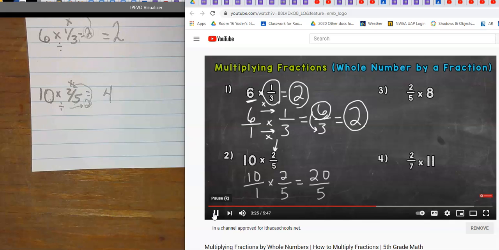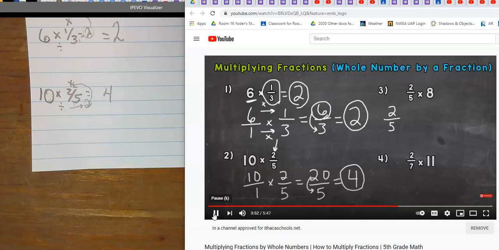We don't want to leave our answers as improper fractions, so we divide the numerator, the top number, by the denominator. So 20 divided by 5. How many whole groups of 5 can we pull out of 20? Well, 4. Any remainder or anything left over? No. So our final answer is 4.